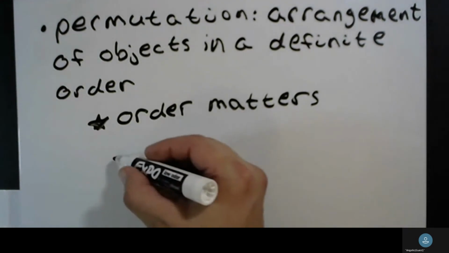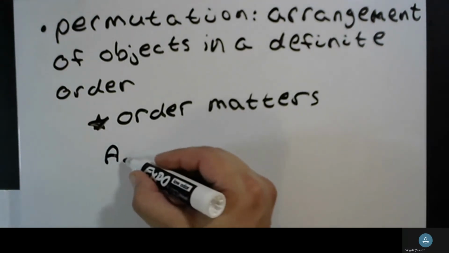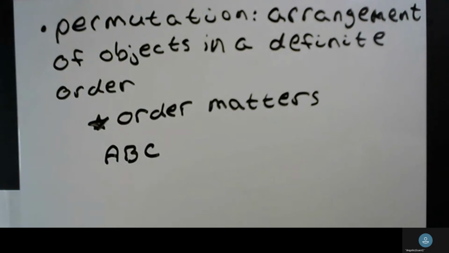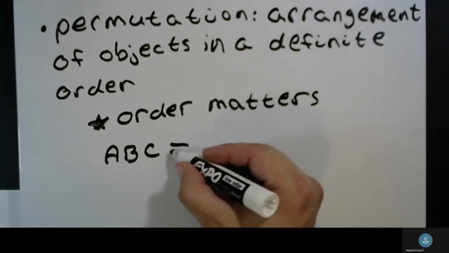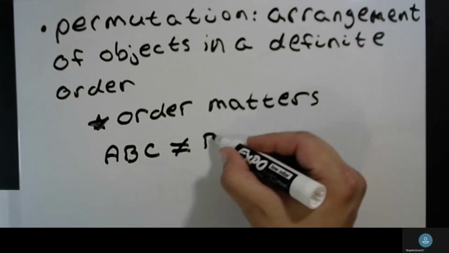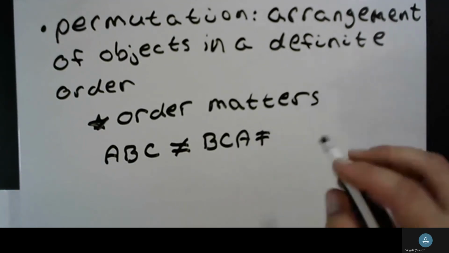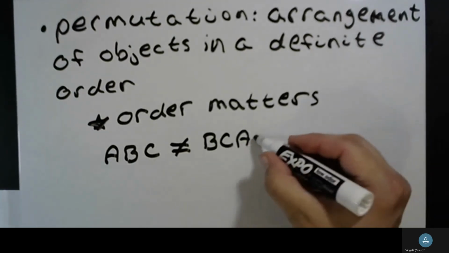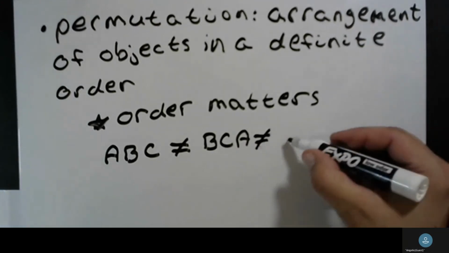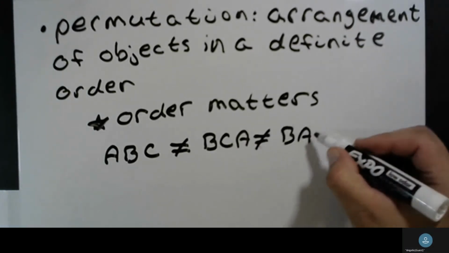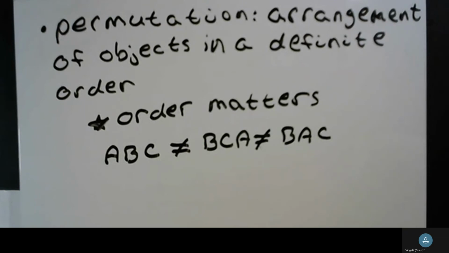So for example, if we have ABC, this is a different permutation from BCA, which is a different permutation from BAC, and there's other combinations we could do. But these are considered different permutations, and that's because the order of the objects is different.